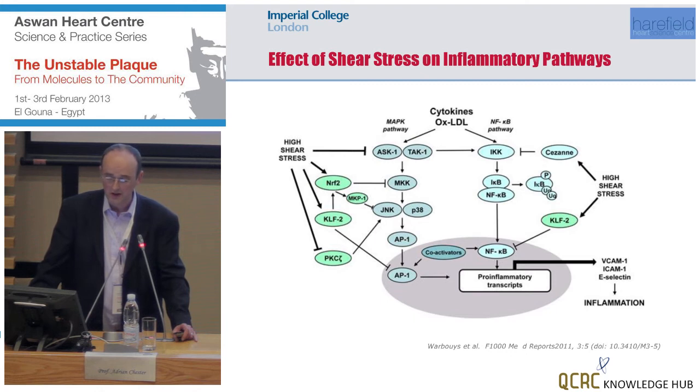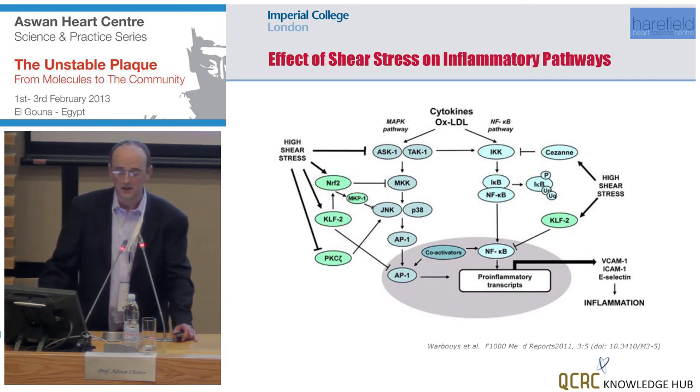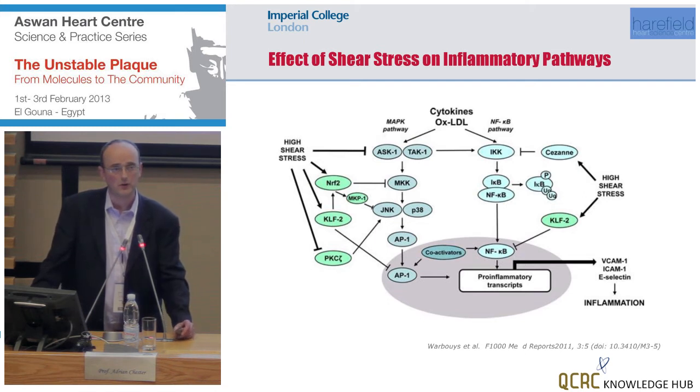So conversely, when this high shear stress is reversed to low or stagnant areas of flow, then these protective mechanisms are removed, and this allows inflammation to be promoted and to continue unabated.